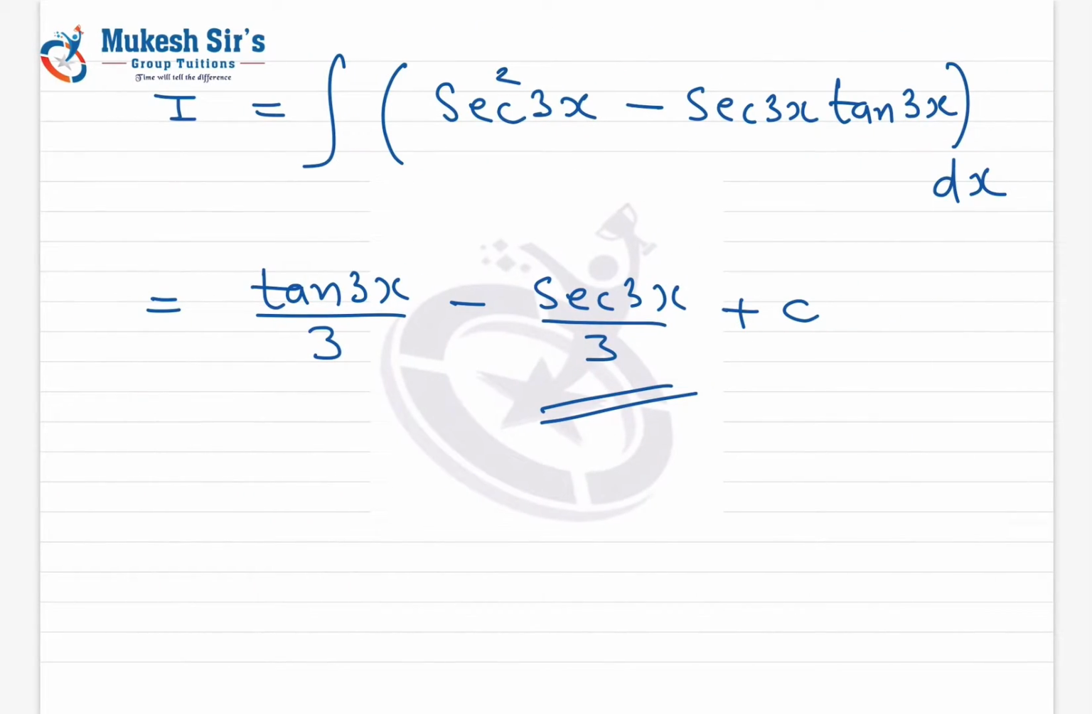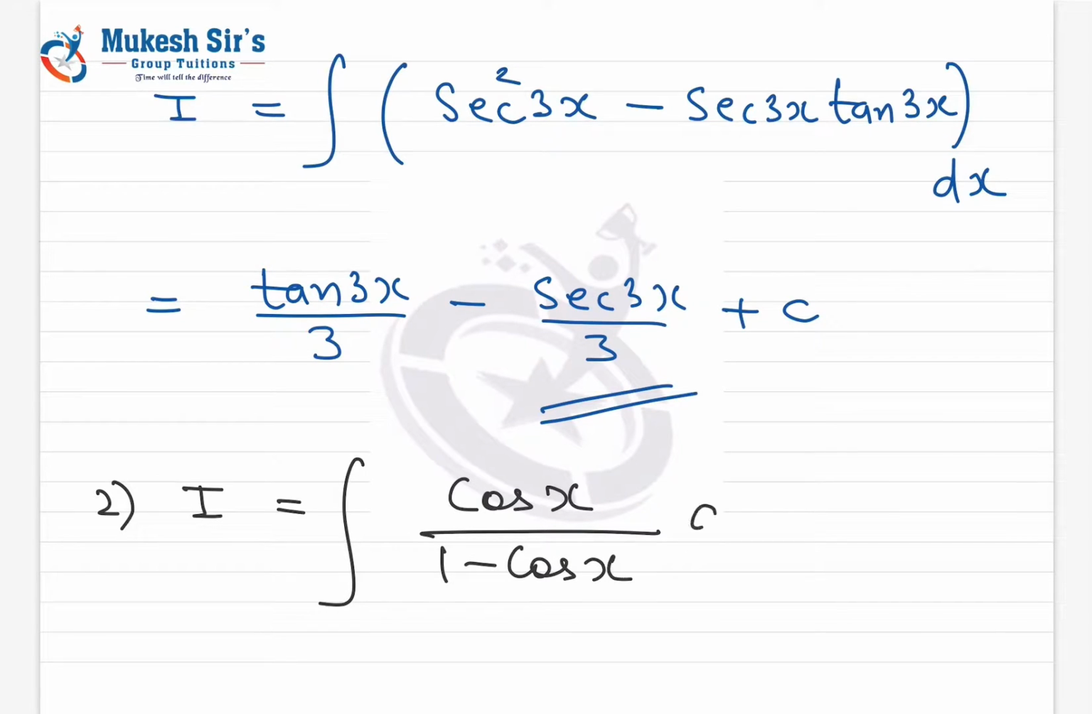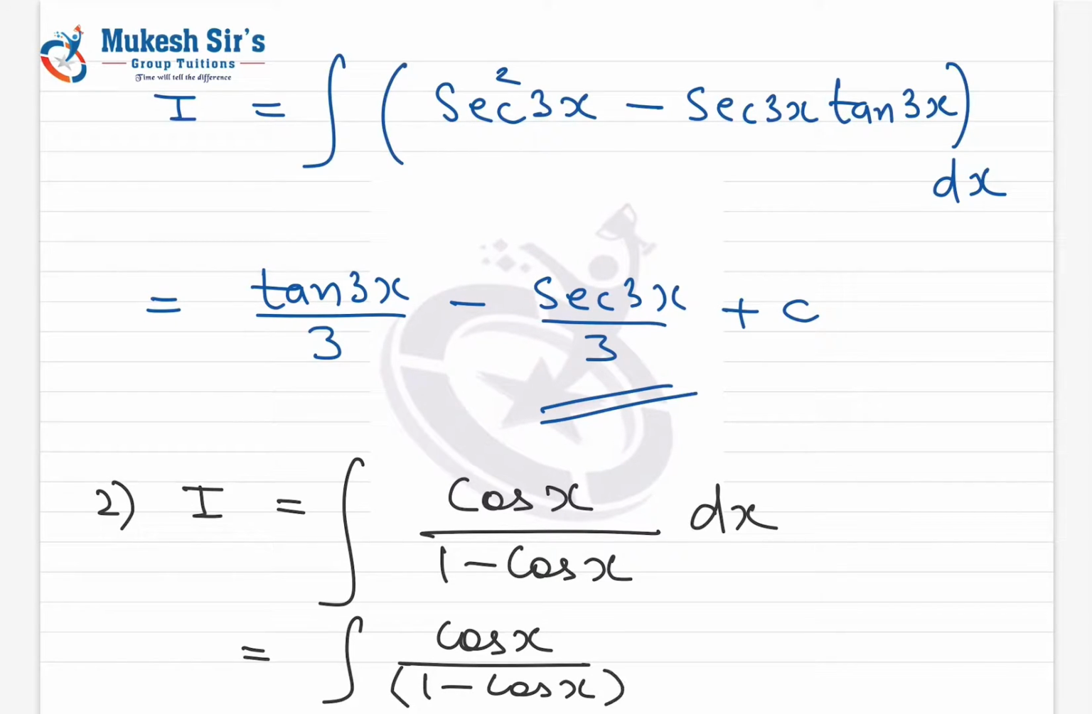So multiply and divide by the conjugate of the denominator and then you simplify. Let's solve one more question. Suppose you have I is equal to integration of cos x upon 1 minus cos x, the whole dx. So again you multiply and divide by the conjugate of the denominator, right? So you can write this as integration of cos x upon 1 minus cos x, and the denominator has to be multiplied by its conjugate. Its conjugate will be 1 plus cos x, 1 plus cos x, the whole dx.